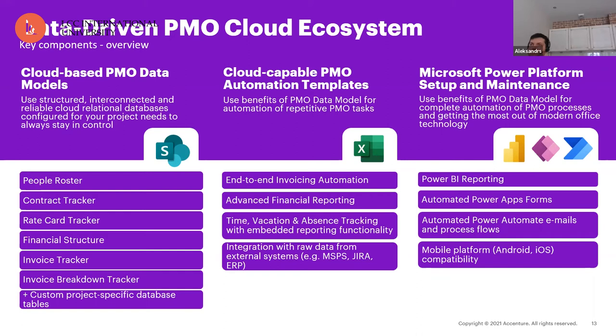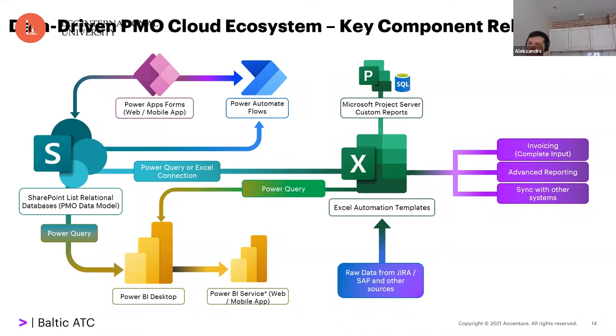So on this slide, you can see how the interaction happens. Basically, as you can see on the screen, the main component is really a data model, which is not always that easy to understand. So basically, you should understand that the data model itself is just like a source for everything else.